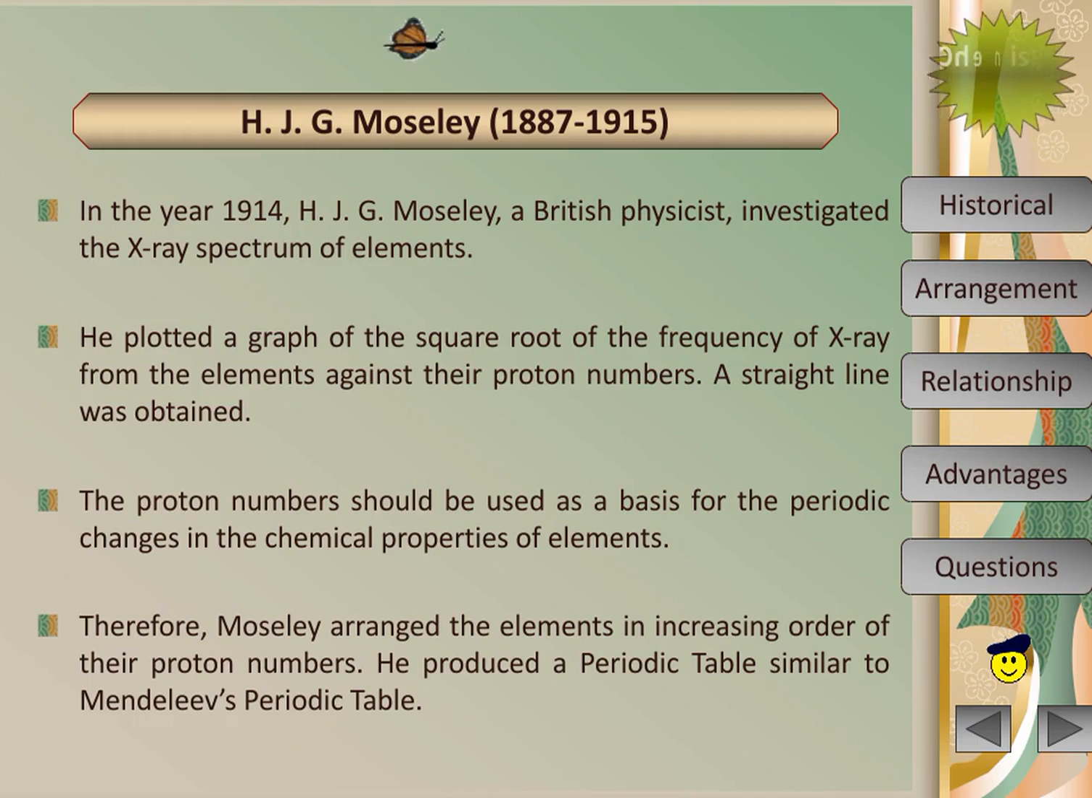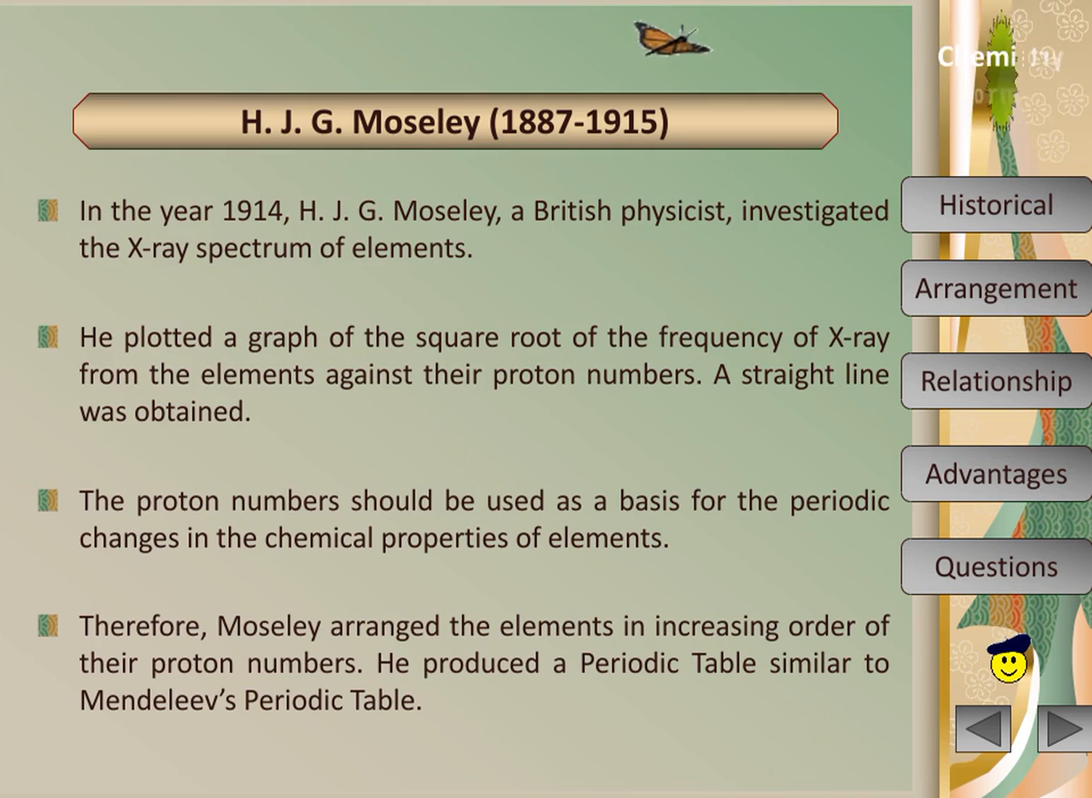Henry Moseley. In the year 1914, Henry Moseley, a British physicist, investigated the X-ray spectrum of elements. He plotted a graph of the square root of the frequency of X-rays from the elements against their proton number. A straight line was obtained. The proton number should be used as the basis for the periodic changes in the chemical properties of the elements.